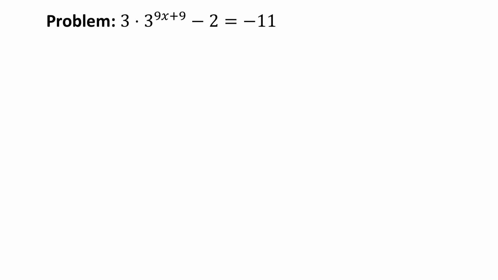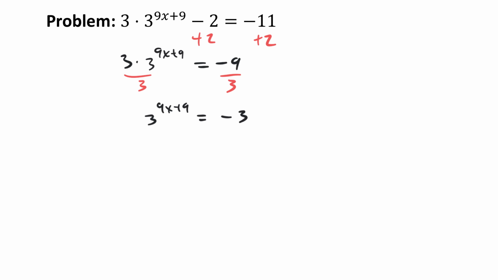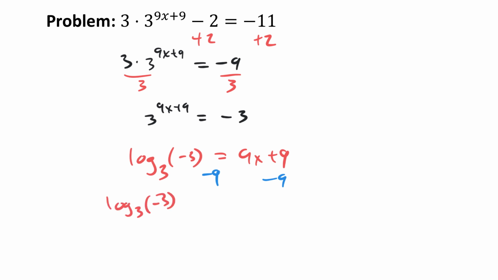All right, so here's another one. Go ahead and pause the video and give it a try. Okay, so let's add 2 to both sides. 3 times 3 to the 9x plus 9 equals negative 9. Divide by 3. So we're going to get 3 to the 9x plus 9 equals negative 3. Convert to log form, so log base 3 of negative 3 equals 9x plus 9. Minus that 9. Log base 3 of negative 3 minus 9 equals 9x.